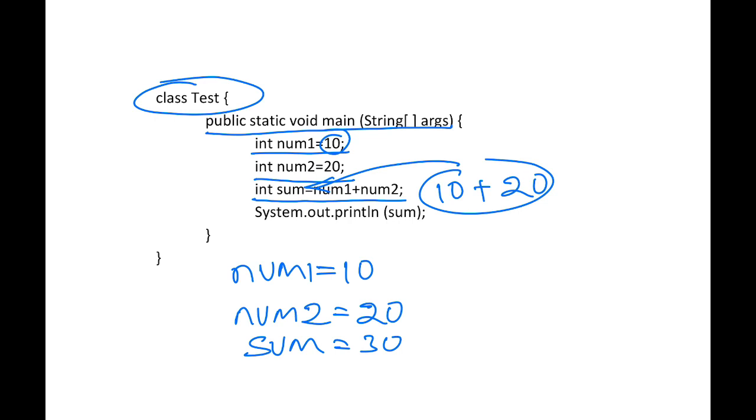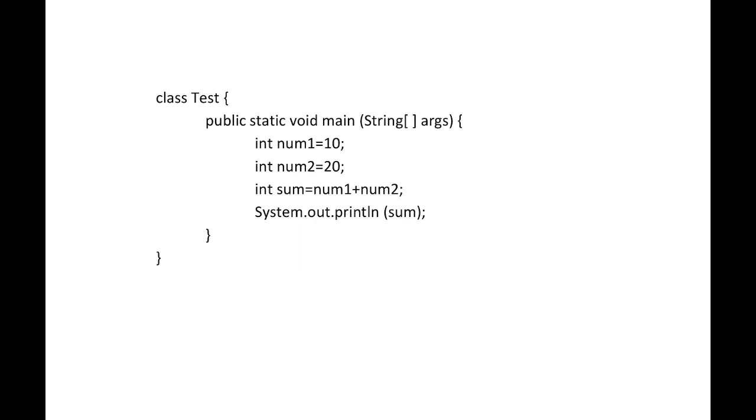Now system.out.println sum. If we execute this statement, it is going to print or display the value of sum that is equal to 30, as we have computed just now. So if we run this program, we are going to get the output as 30.